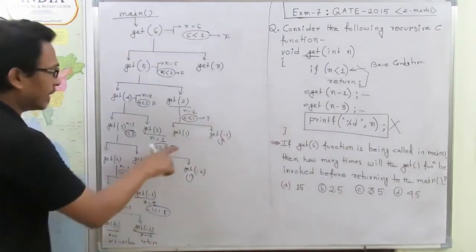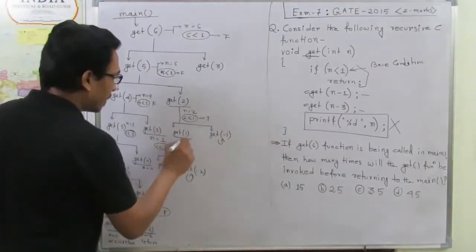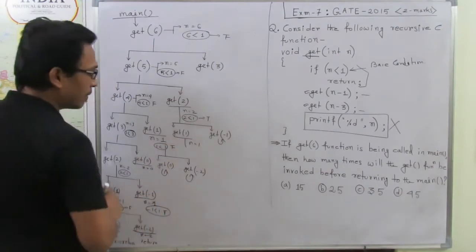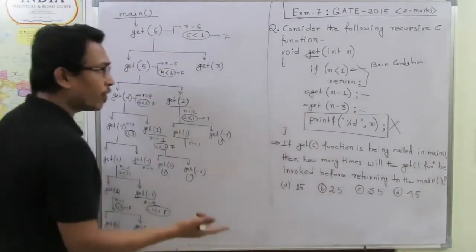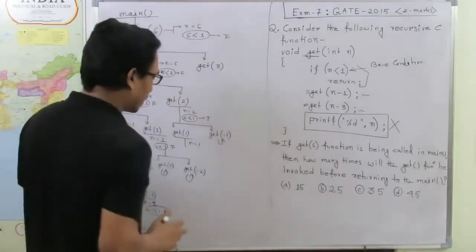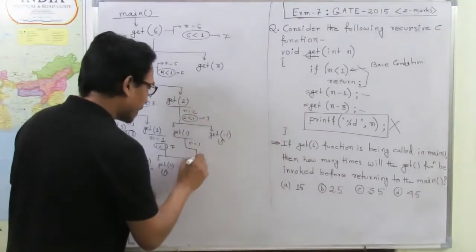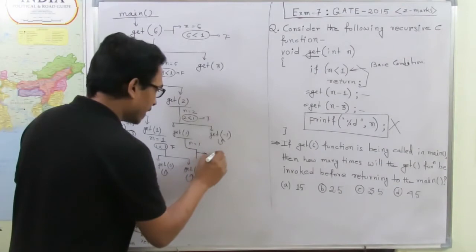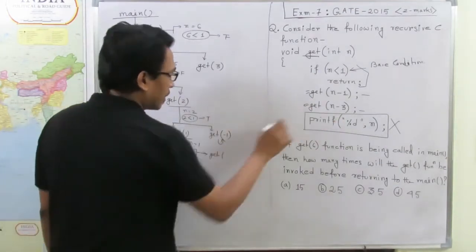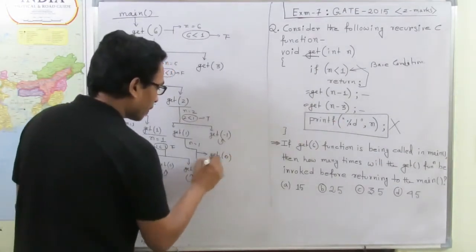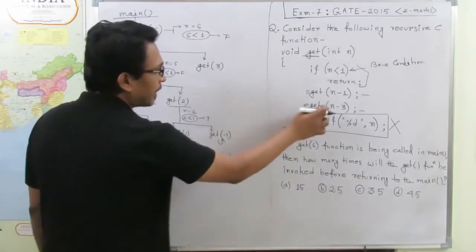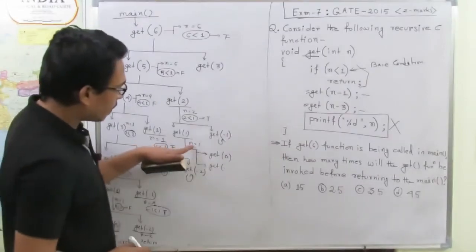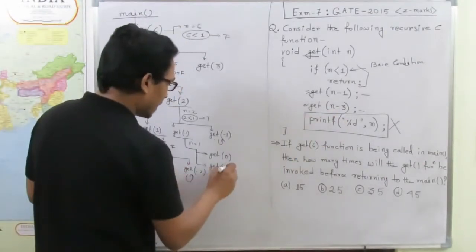return. Now in this case the value of n is 1, that means 1 less than 1 is false. So again we have two function calls. One is get n minus 1, that means 0. The next one will be get n, the value of n is 1, 1 minus 3, that means minus 2.